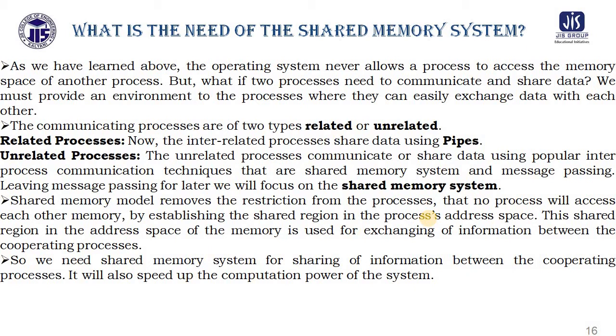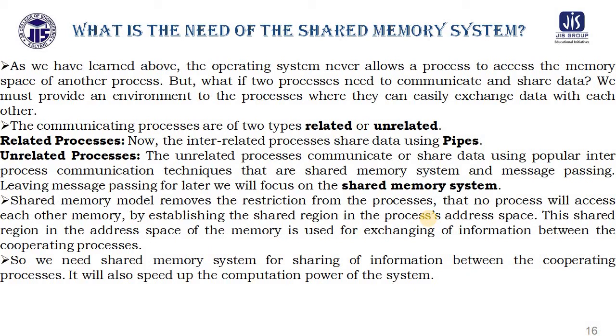By establishing a shared region in the process's address space. This shared region in the address space of the memory is used for exchanging information between the cooperating processes. So we need a shared memory system for sharing information between the cooperating processes. It will also speed up the computation power of the system.